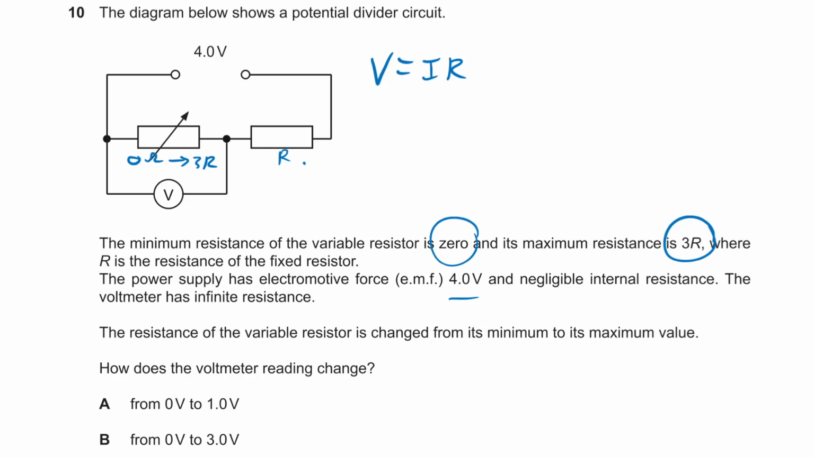What's it going to? Well, when we have 3R compared to 1R for the fixed resistor, we know that the voltage is shared accordingly, proportional to the resistance. Bigger resistance, bigger share of the voltage. So there's 4 volts available altogether, therefore that's split into 3 volts for the variable resistor and 1 volt for the fixed resistor. So the answer is B.